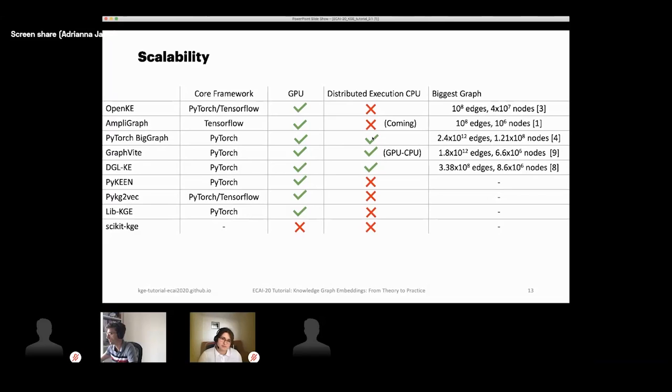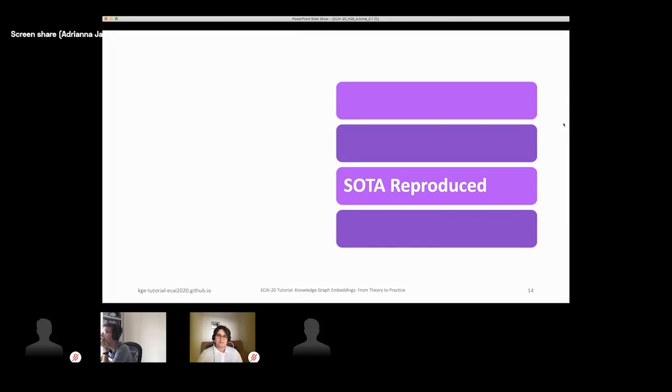Also, another important aspect is the core framework. Different libraries support different frameworks like PyTorch and TensorFlow. The majority support PyTorch, but if you are already familiar with TensorFlow, it may be more comfortable for you to use a library that supports TensorFlow, like AmpliGraph, OpenKE, or PyKG2Vec. On the right-hand side, you also have the biggest graphs reported by the papers. So let's move to the next aspect, whether state of the art was reproduced, or rather reported, because it's one of the very important parts of a library, whether it's up to a certain standard or not.